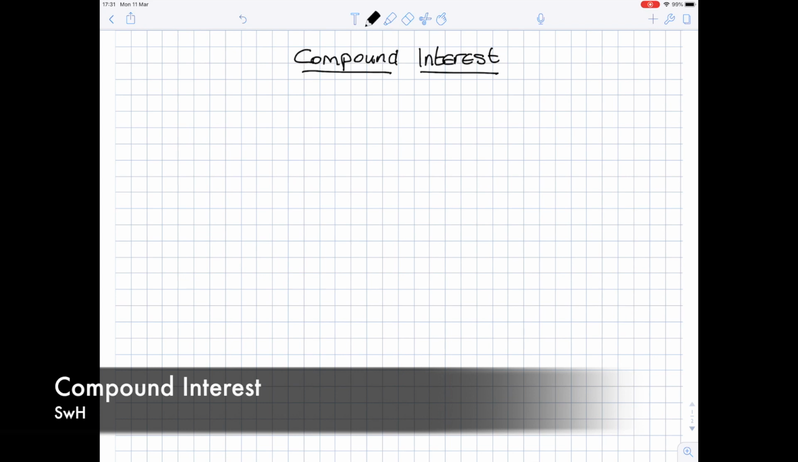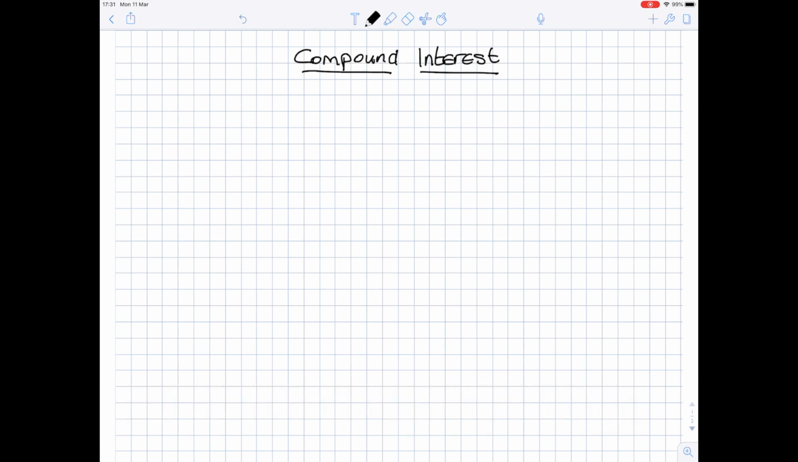Today we're going to have a look at compound interest. Now, when money is invested, there are two types of interest. Simple interest, which doesn't happen very often, is when an amount of money earns a certain amount of interest and it earns the same amount of interest every single year.